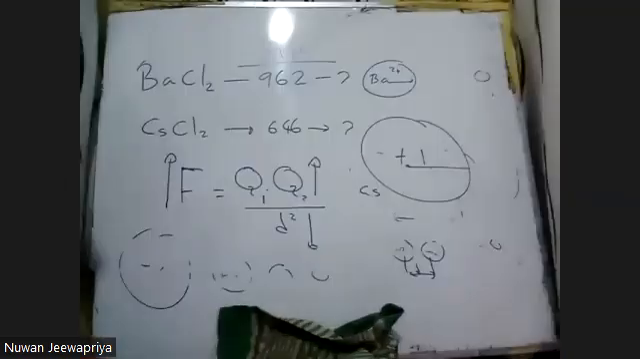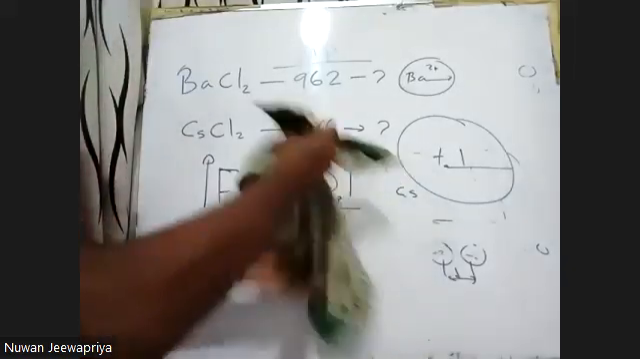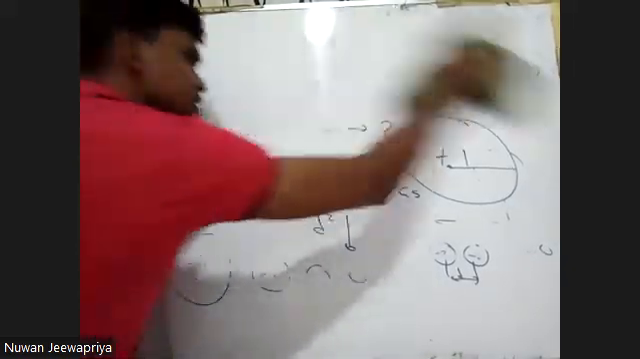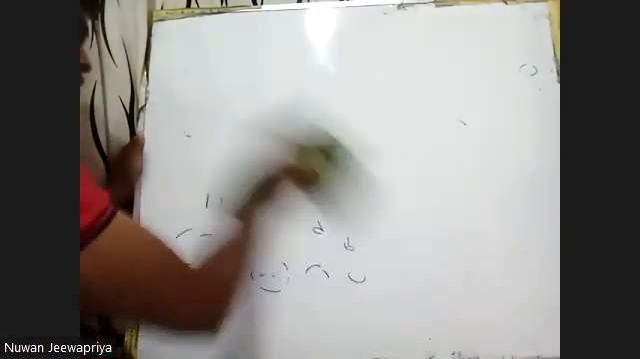So to overcome the electrostatic attractive forces in barium chloride, we need to give high energy, so the melting point is high. Right. I go to the next point. Now the next part of the question, the fourth part of the question, is something like this.